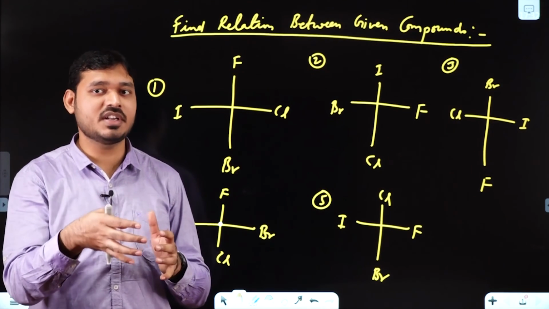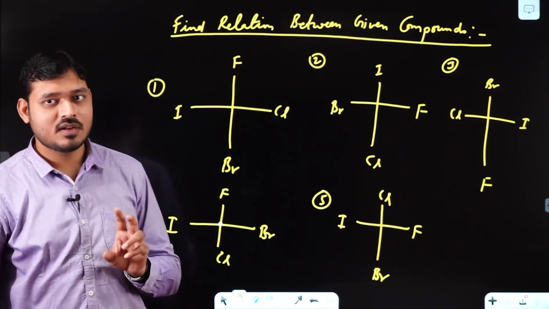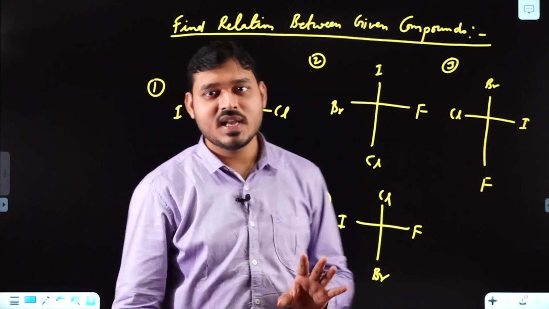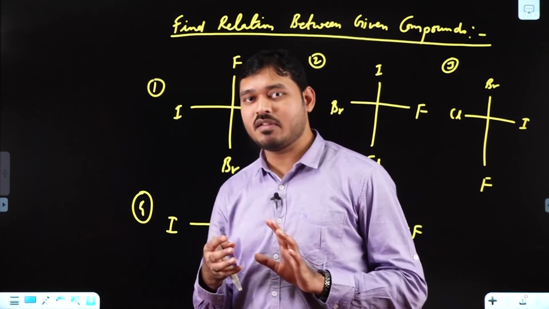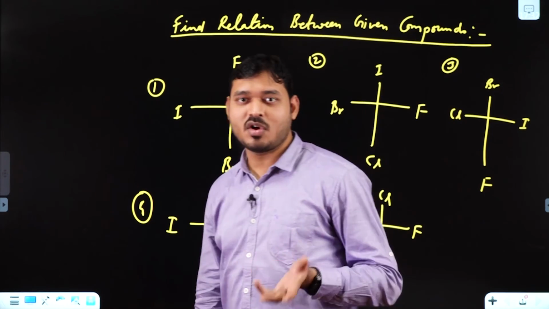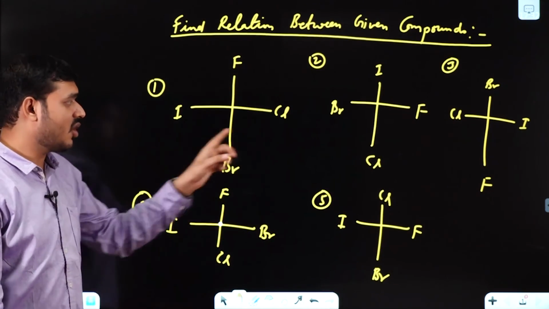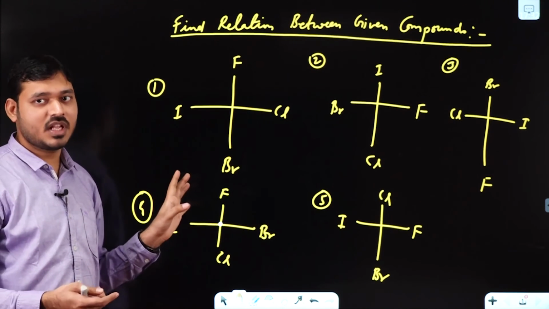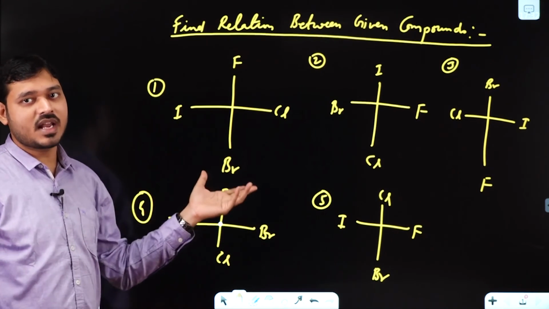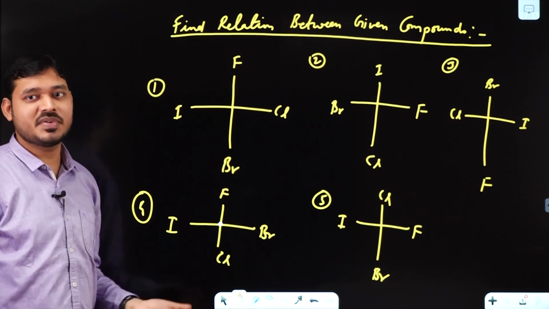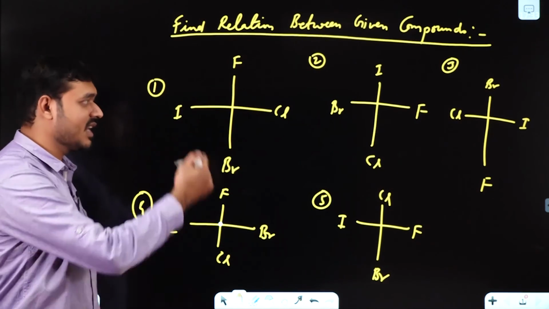And if 4 interchanges are even, then they are identical. That is one option. The second option, in such cases, the easier method will be to check the RS configuration in all 5. If the RS configuration in all these is the same, then they are all identical. If one is R and another is S, they are enantiomers of each other. Very simple. So let's find the RS configuration.